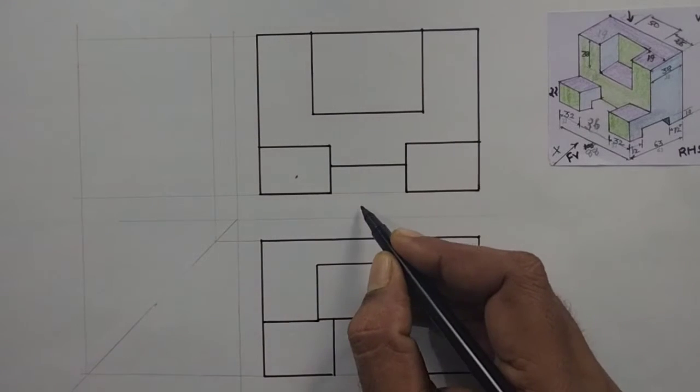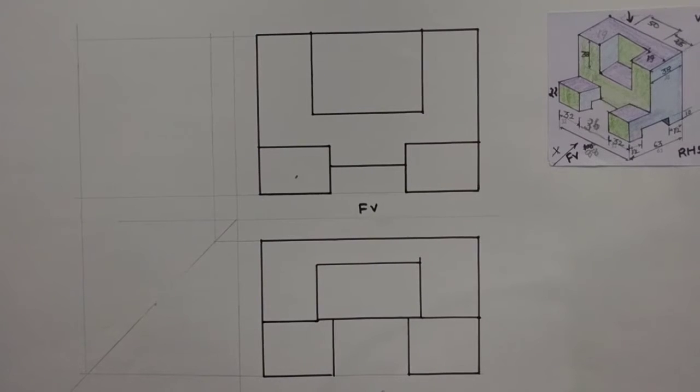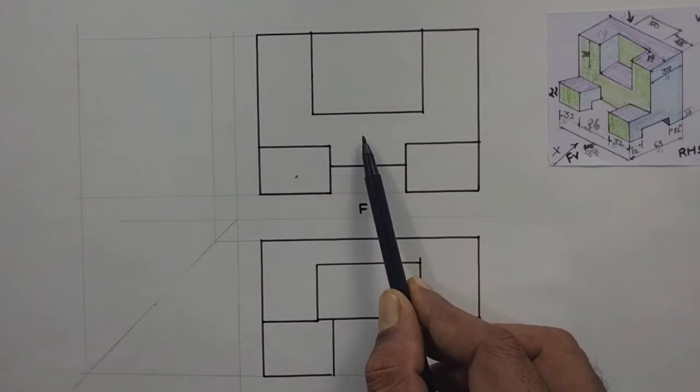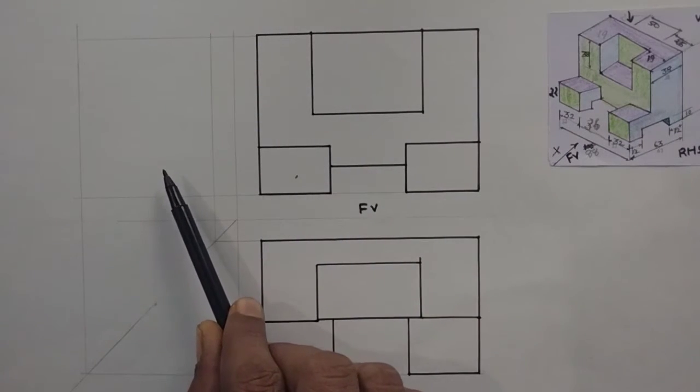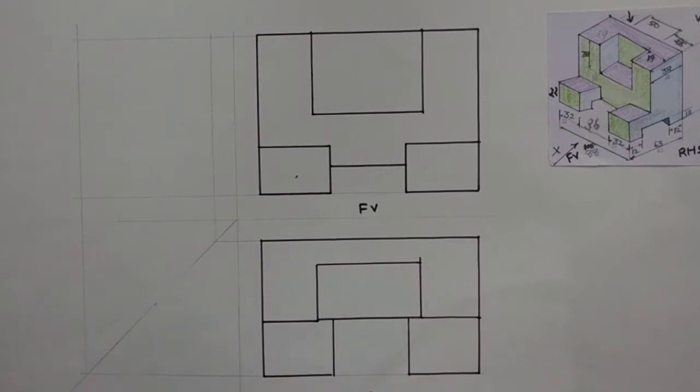So first I completed my front view, then our top view. Now for the right hand side view, it is always on the left side of the elevation. So this is my front view. It is the left side of the elevation space where we go for our right hand side view.